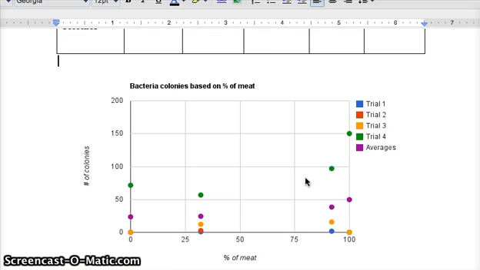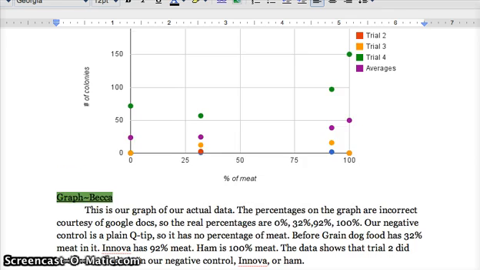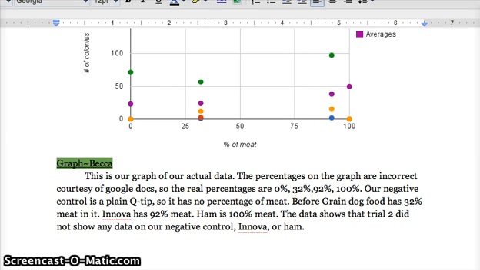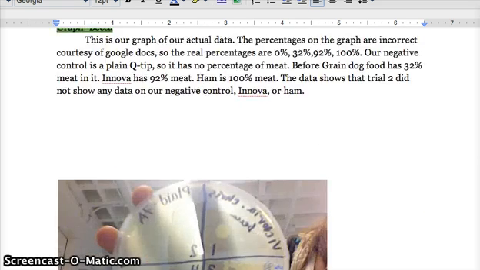But the percentages seen on the graph are not the actual percentages. Our actual percentages were, for a plain Q-tip, 0%. For the grain dog food, 32% meat. Our Innova dog food was 92%, and ham was obviously 100%. So that was very interesting. But it shows that in trial 2, it did not show any data for a negative control, Innova, or for ham. So that was kind of strange.